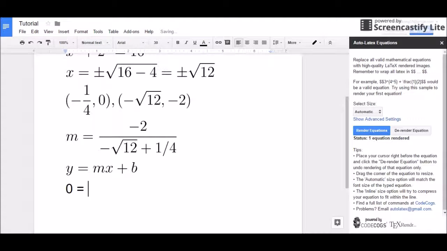Okay, so we're going to have 0 is equal to... it's going to cancel out, that's annoying. Plus, the slope is negative 2 over negative square root of 12 plus 4.